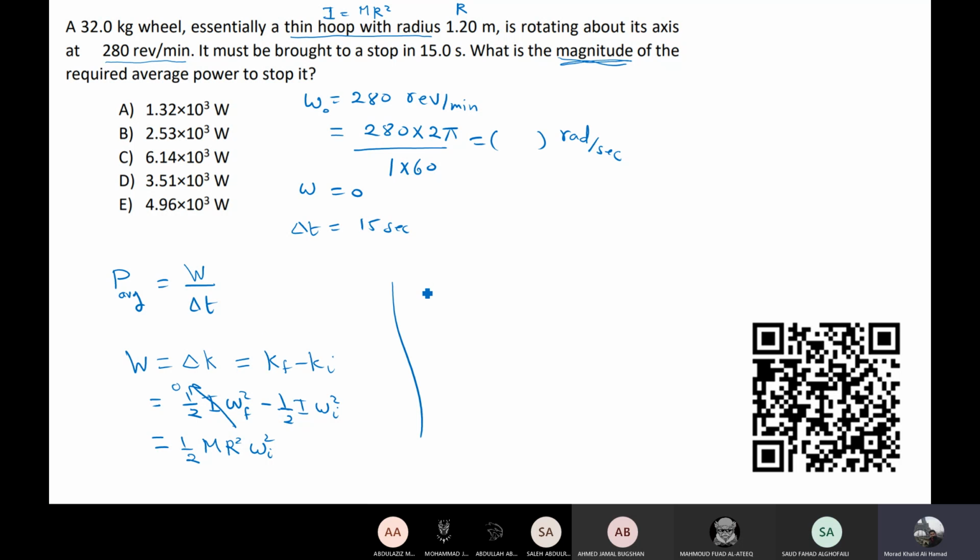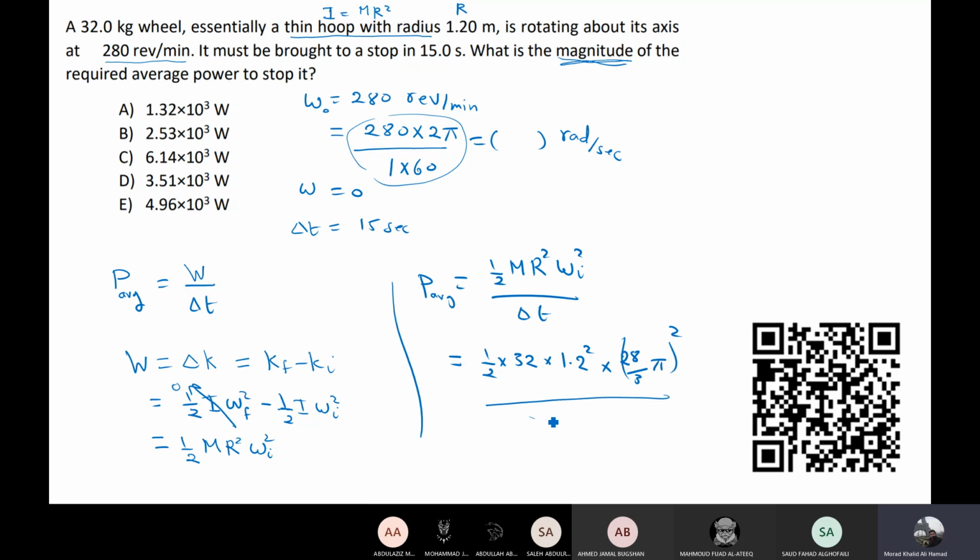So we are looking for the power. So the average power is equal to half m r squared omega initial squared over delta t. This is equal to half. Instead of m, it is 32. Instead of r squared, I will put 1.2 squared. Instead of omega squared, I will put, okay, how much is this number, guys? The one above? 29.3. Sure. Okay, it is 28 over 3 pi, squared, over delta t, 15.